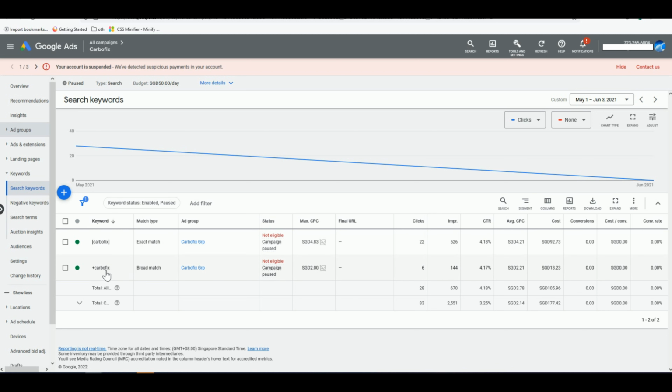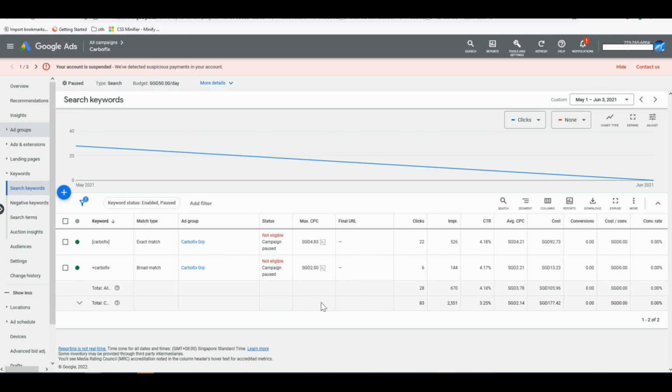I also added a broad match of plus CarboFix, for those people who are typing like buy CarboFix or CarboFix ingredients, something like that. I have set it for 4.83. I just followed what Google suggested, the suggested bid. So I put it like that, 4.83, and $2 for this one.